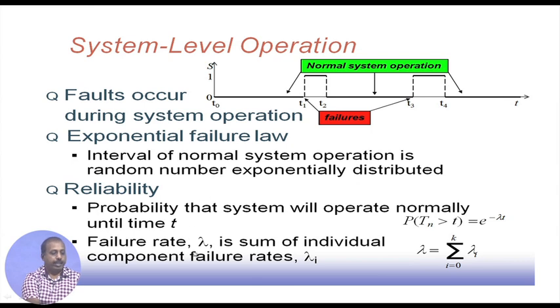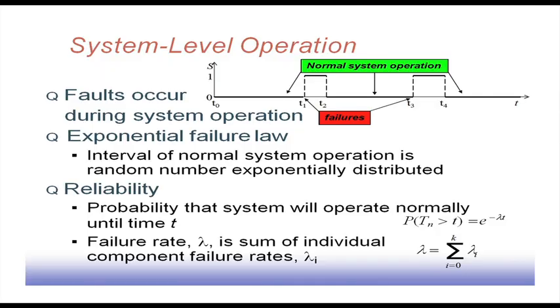Since my system may consist of a number of chips, for the total system I can say the failure rate is the sum of individual failure rates. So, total lambda is given by the sum of these lambda i's. If I have k components, this is the sum over these k components.